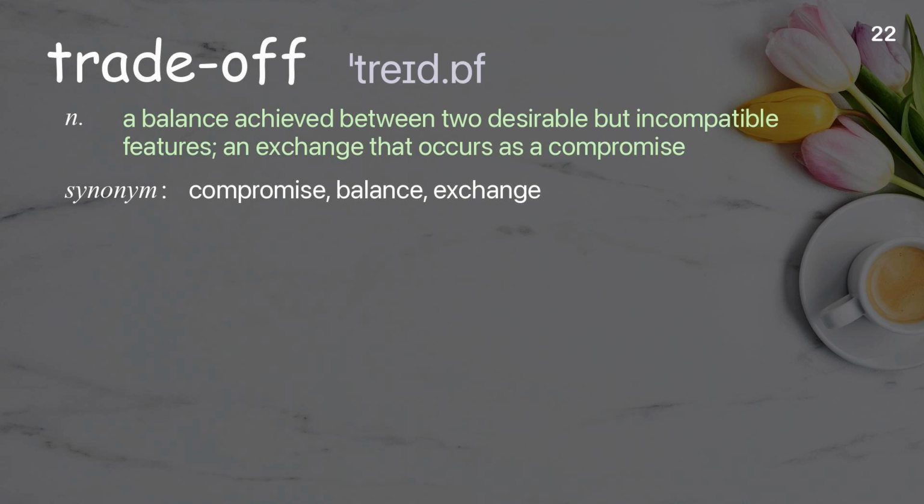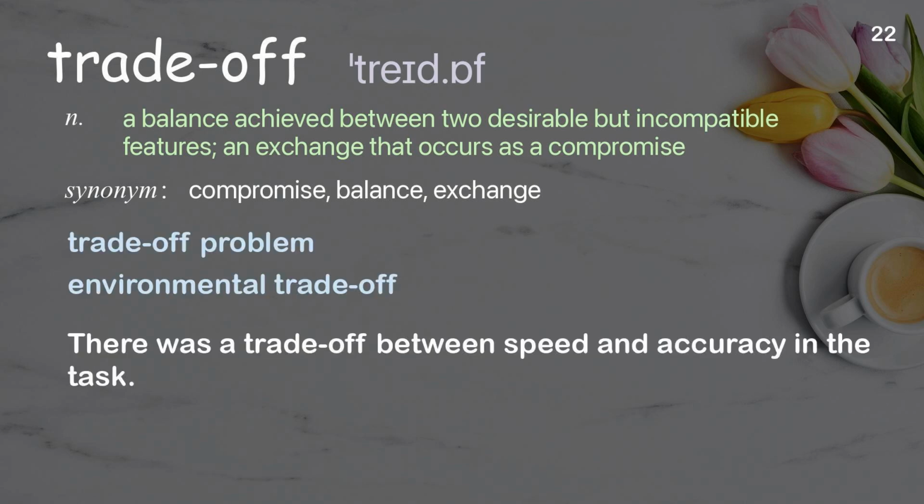Trade-off. A balance achieved between two desirable but incompatible features, an exchange that occurs as a compromise. Examples: Trade-off problem. Environmental trade-off. There was a trade-off between speed and accuracy in the task.